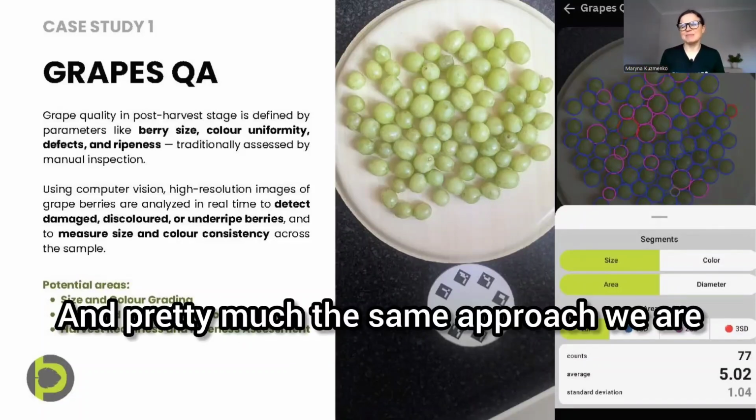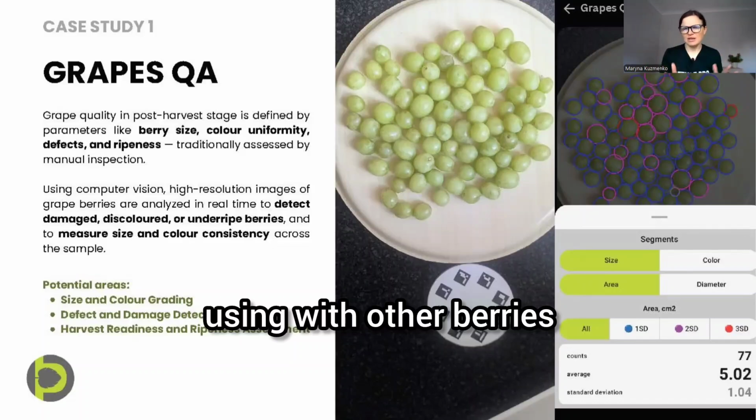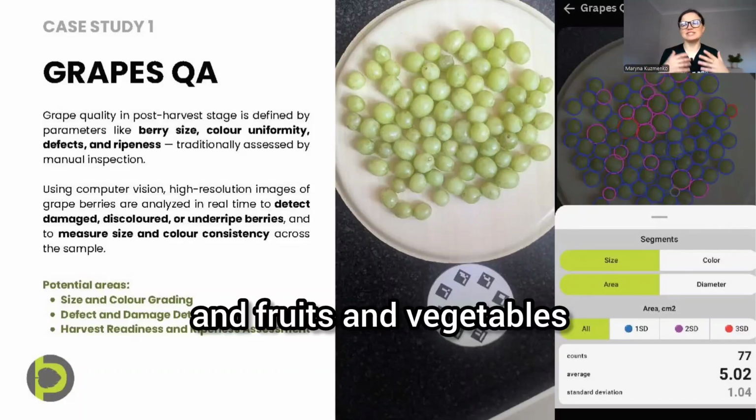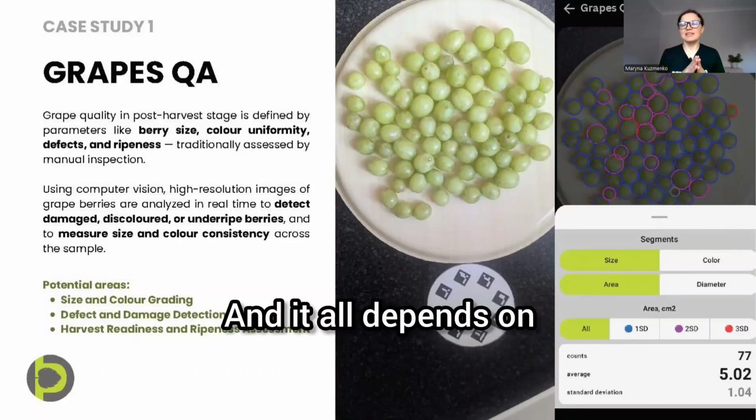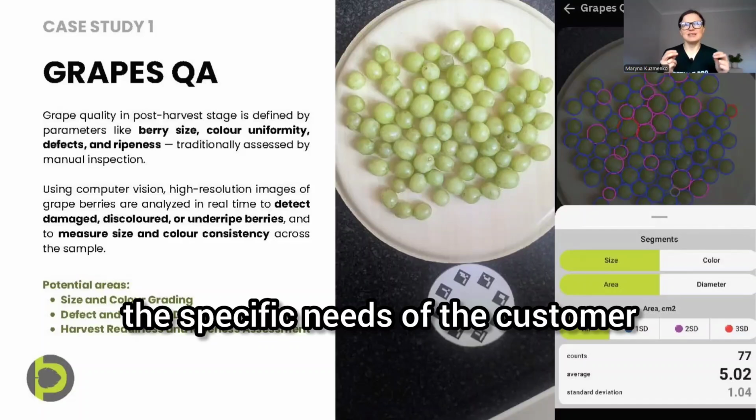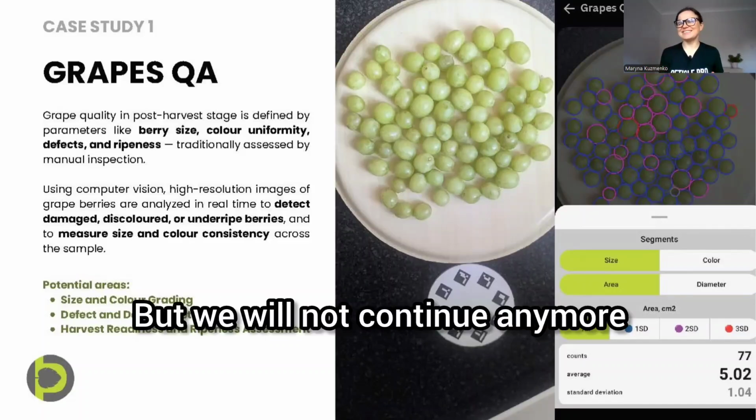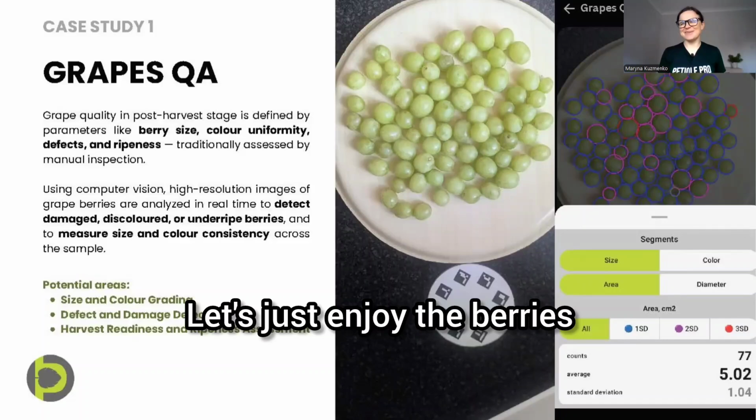And pretty much the same approach we use with other berries, fruits and vegetables, and it all depends on the specific needs of the customer. But we will not continue anymore. Let's just enjoy the berries.